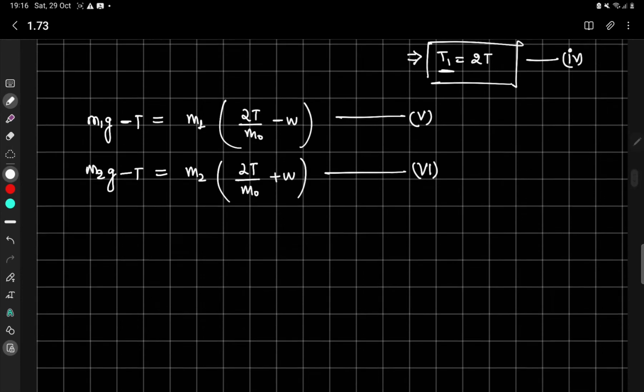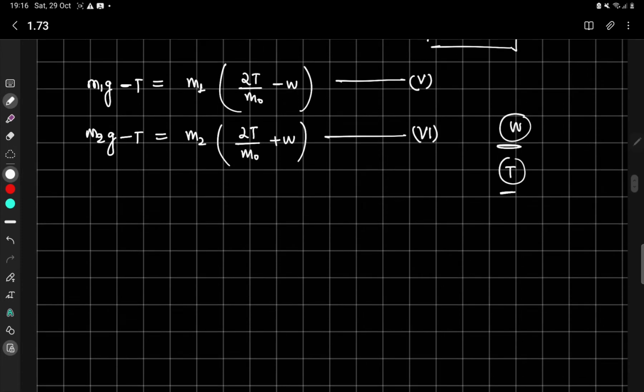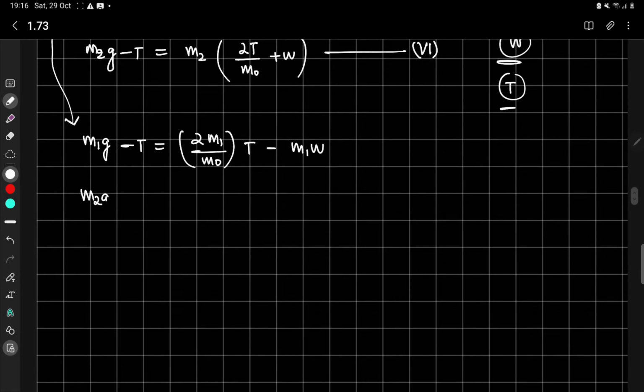Now from these equations we have to obtain w, that is the acceleration with respect to the pulley, and the tension force T. So further we can write m1g minus T is equal to 2 times m1 by m0 into T minus m1 times w, and here we will get m2g minus T is equal to 2 m2 by m0 times T plus m2 times w.